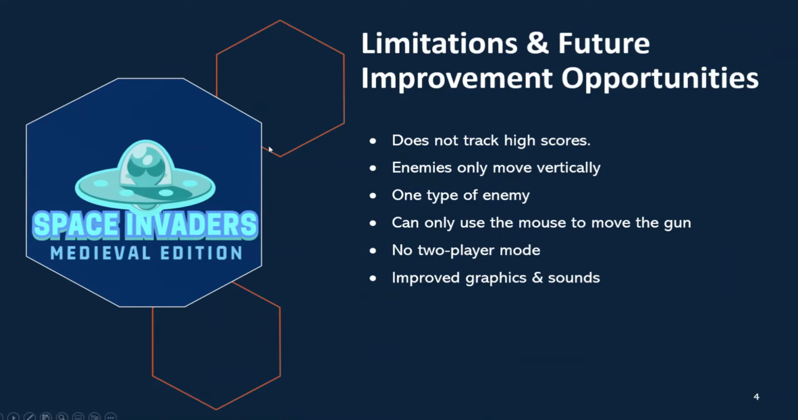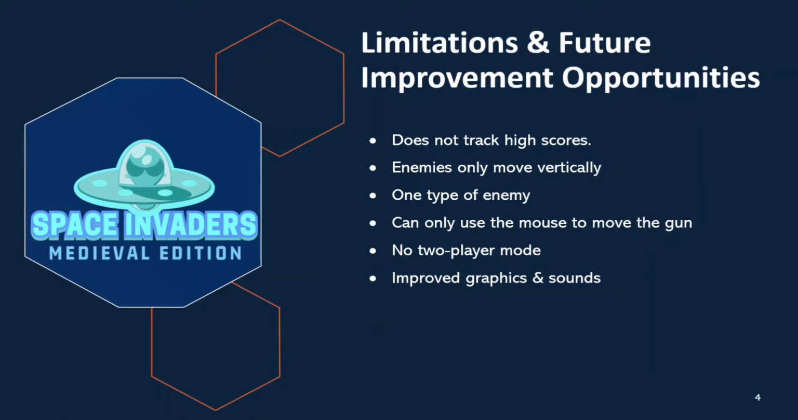Given this is the first iteration, a V1 of the game, it has a few limitations, and there are some improvement opportunities for the future. I may address these in a future version if I choose to work on it. Currently it does not track high scores, so that would be something nice to add. Enemies only move vertically right now, so adding the capability for them to move diagonally with a changing level of difficulty might be another nice addition.